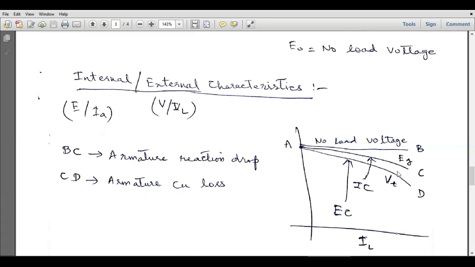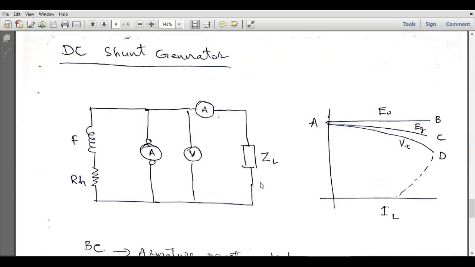So these are the characteristics of the DC generator between E and IA and V and IL, right? So this is IL. Now I will discuss the DC shunt generator. In DC shunt generators, we all know that the field and the armature windings are connected in parallel. And this is a rheostat, which is a variable resistor. Here we have the armature winding, and this rheostat is used to vary the field excitation.